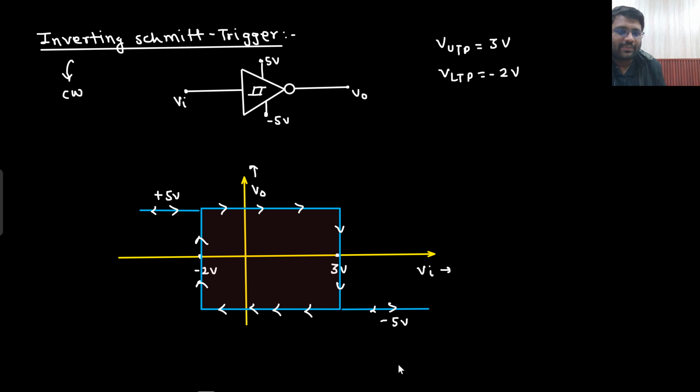How would you read this particular characteristic? You would say that if my input voltage is greater than 3 volt, output will surely be minus 5. If it is less than minus 2 volt, output will surely be plus 5. If my input is moving from higher potential to lower potential, then my output will change at the lower threshold value. And if my input is changing from lower potential to higher potential, then the transition would take place at the upper threshold voltage. So I need to follow this characteristic. Is that understandable to you?